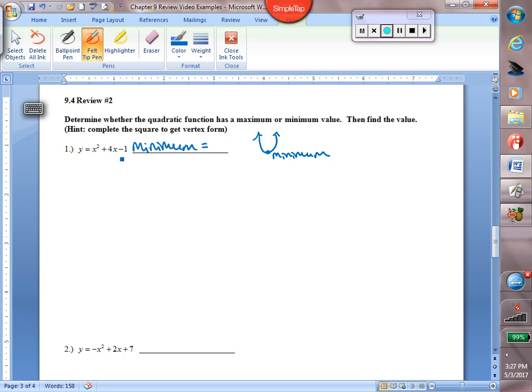We want to start by moving our constant to the other side. y and 1 are not like terms, so we just leave it y plus 1, equals x squared plus 4x. Now from here, we can do our completing the square process just like we did in the first part of 9.4. So we're going to do b divided by 2. We're going to square that result. Add 4 to both sides.